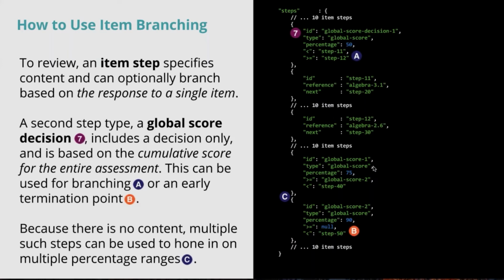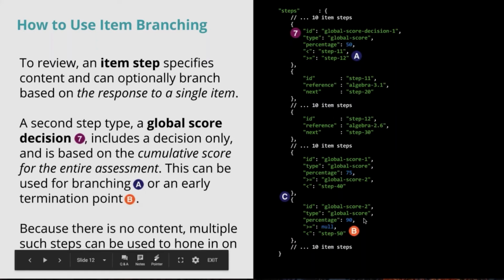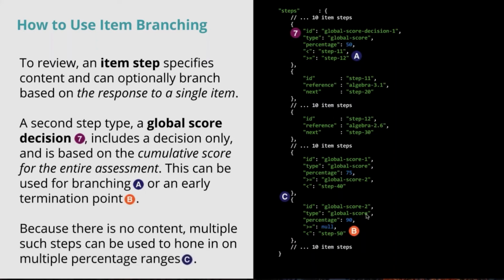And because these are decisions only, where no content is associated with the decision, you can refine these in granular steps. So for example, here's a decision-making step that checks if the score is greater than or equal to 75%, and here's another example asking is the score greater than or equal to 90%.